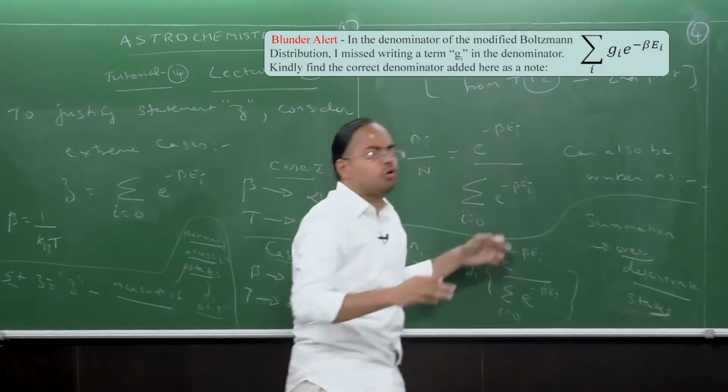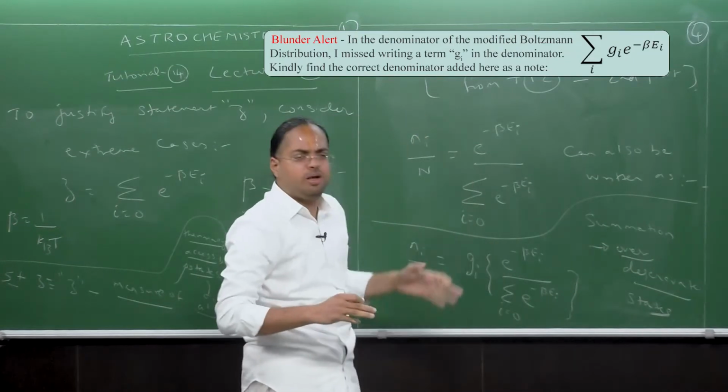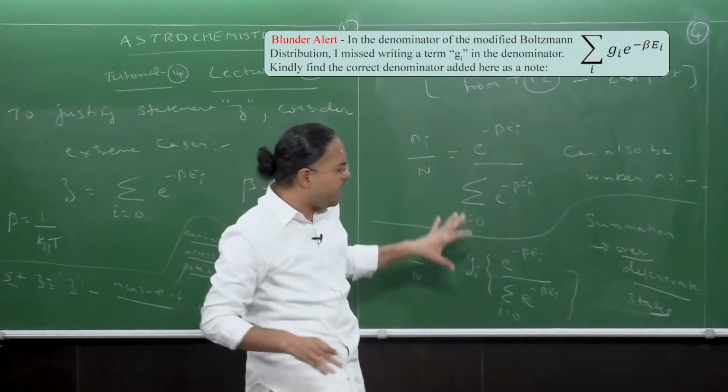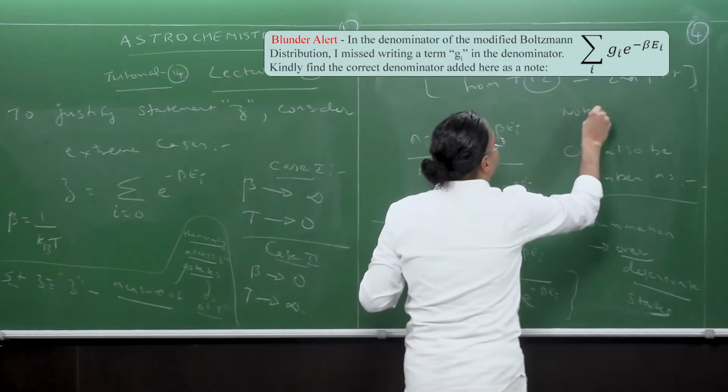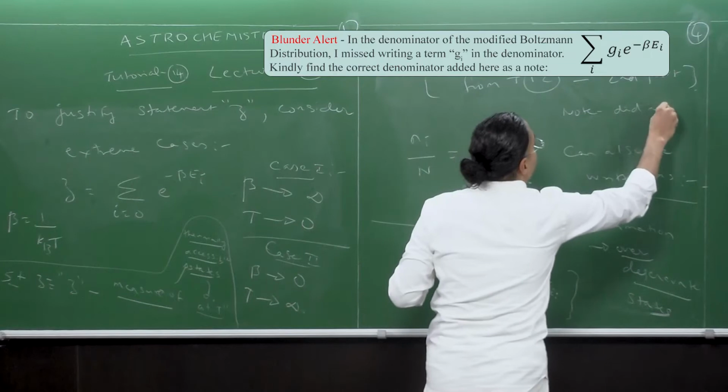I told you that this could be easily written as this, but I again emphasize, I did not derive it. I just told you this could be done. It's a very one or two step process, but because we have to discuss so many more things, I'll leave it at this. So note, did not derive.